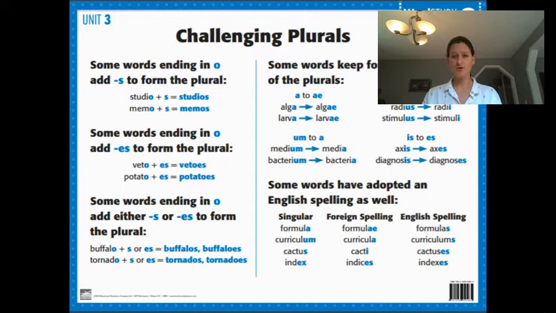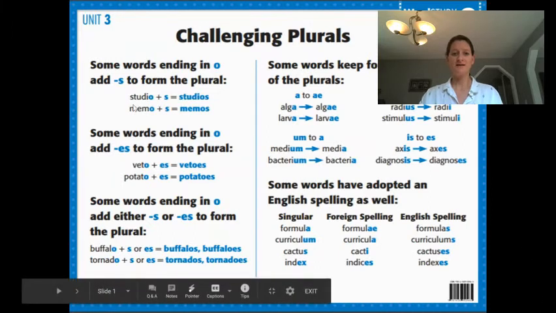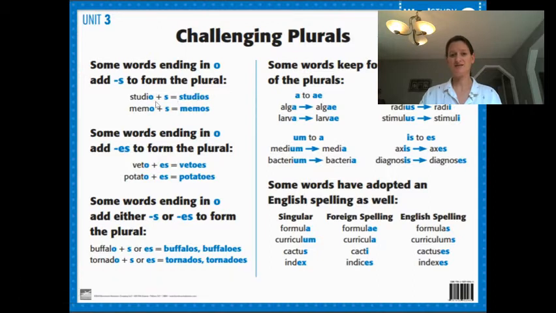So some words that end in O, like studio and memo, we just add an S. So the word becomes studios and memos to show that we have more than one. Okay? But there are some words ending in O that we add ES to make a plural, or to show that there's more than one. For example, veto, we add ES to make vetoes. And potato, we add ES to make potatoes.